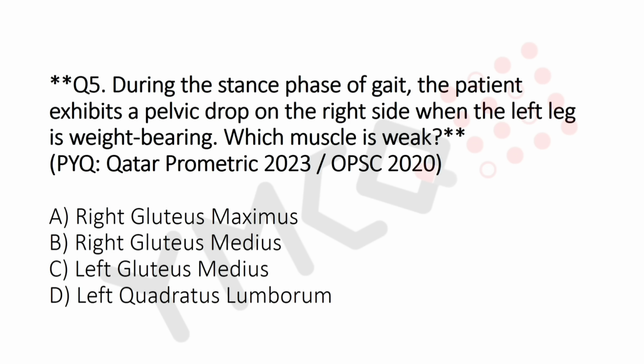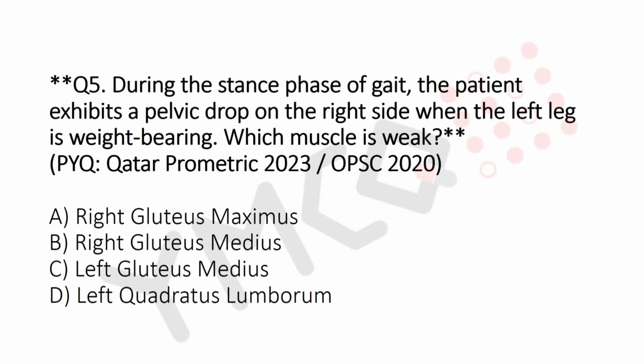During the stance phase of the gait, the patient exhibits a pelvic drop on the right side when the left leg is weight bearing. Which muscle is weak? Option A, right gluteus maximus. Option B, right gluteus medius. Option C, left gluteus medius. Option D, left quadratus lumborum.